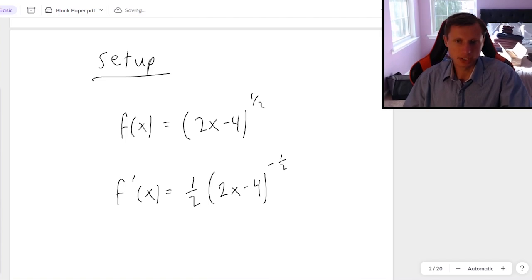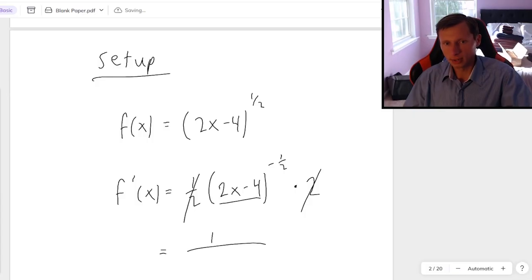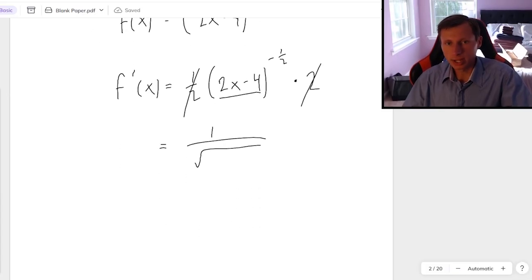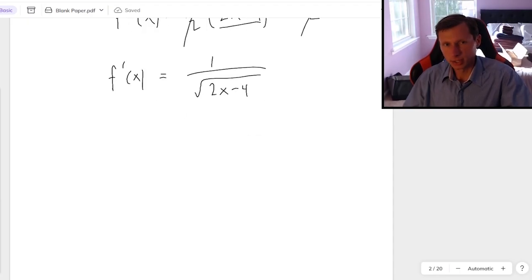And then the thing most kids forget is you need to multiply by the chain rule, in other words, the derivative of the middle, which in this case, the derivative of 2x minus 4 is just 2. The 2 and the 1/2 cancel, and so the derivative is going to be 2x minus 4 to the negative 1/2 power, which I'll always rewrite as a square root in the denominator. So as you can see, there's my derivative.